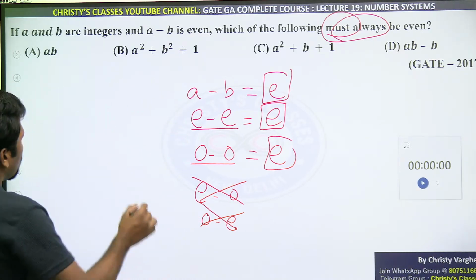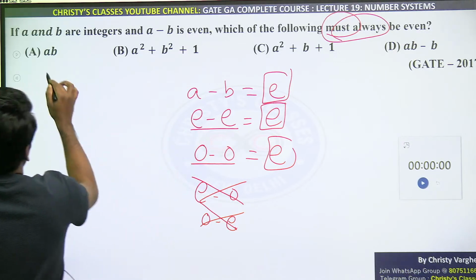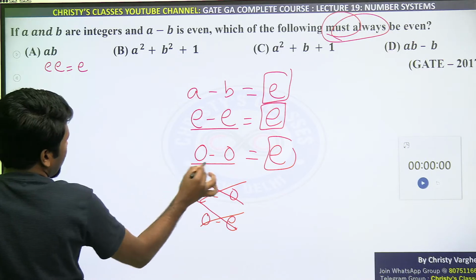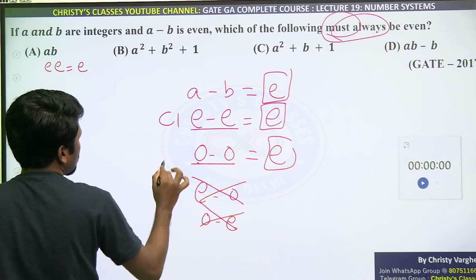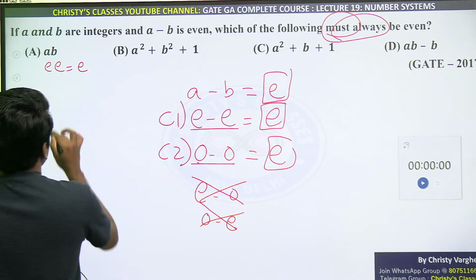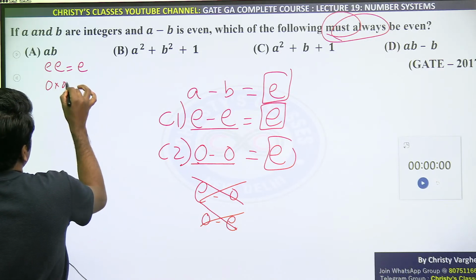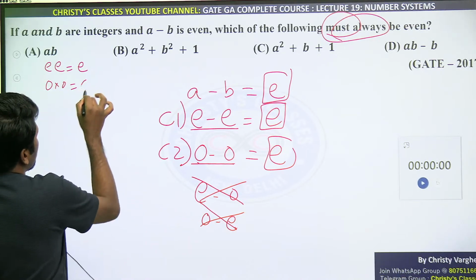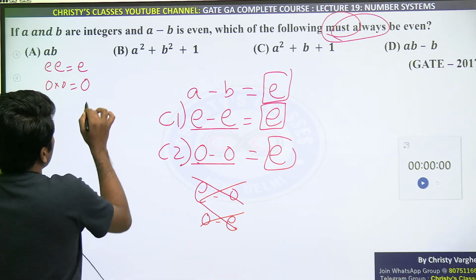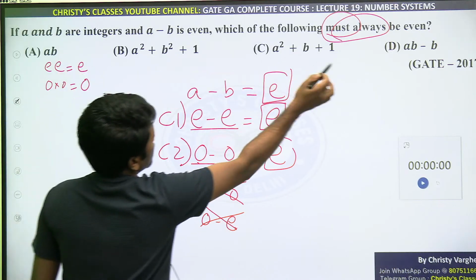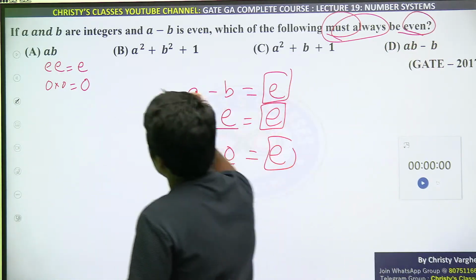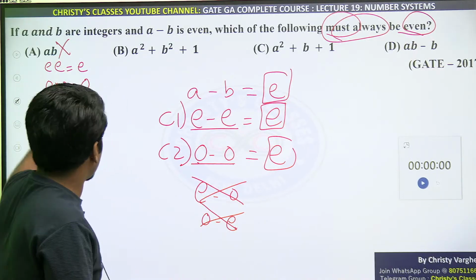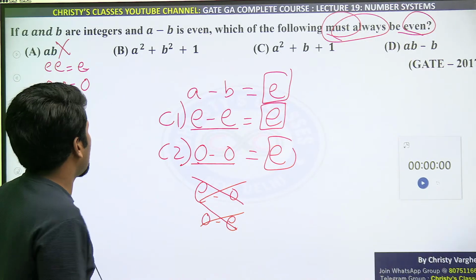Check the options. If A and B are even, then even into even, is it even? Yes. But the second case also. This is case 1, this is case 2. In case 2, odd into odd, is it even? No. Odd into odd, 3 into 5 is 15, odd only. But the question says it must be even. So clearly option A is wrong, because it is true only in one case. It is not correct in both cases.